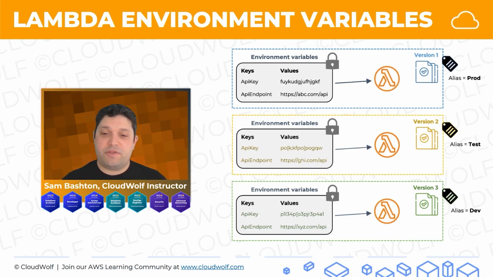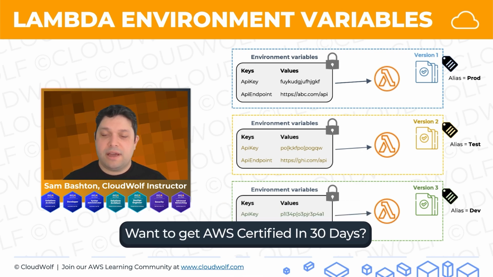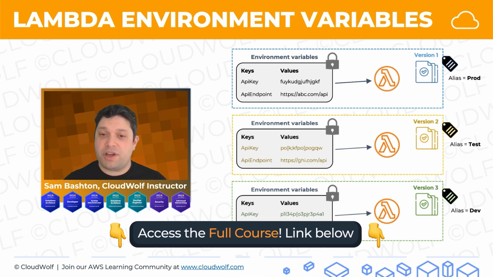version of the infrastructure. We might want to use a development version of the API that we're calling and a test version of the API and a production version of the API, and we can match those up, have the exact same code deployed for all three cases, but have a different version with different environment variables.